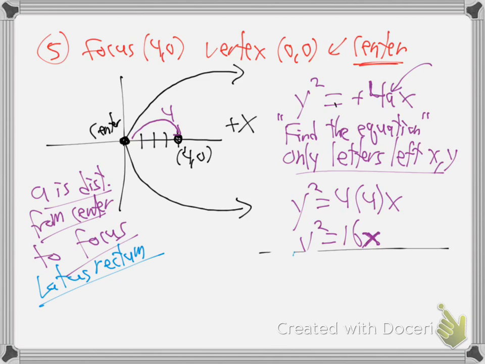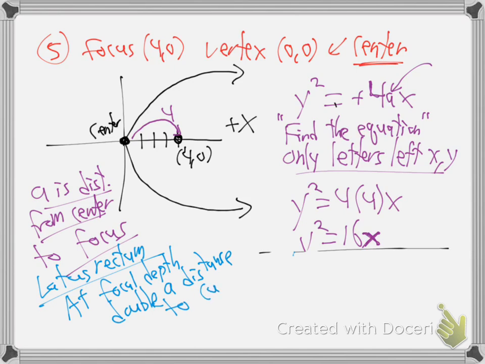What they are is they're at the focal depth, double A's distance to the curve. That's probably not super clear. What I mean is you jump to the focus, which is 4. If you go from the center, you jump to the focus, which is 4, and then at that point, you go up 8 and down 8. Those two dots you get are the latus rectum points.